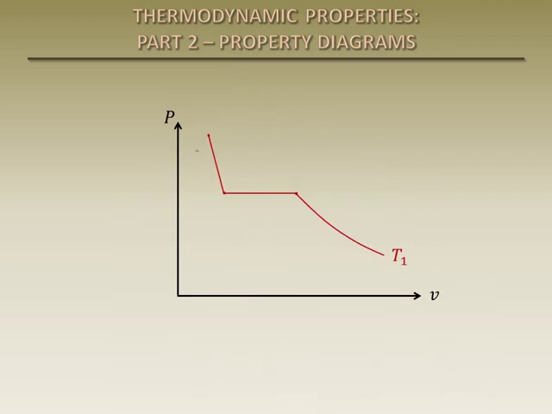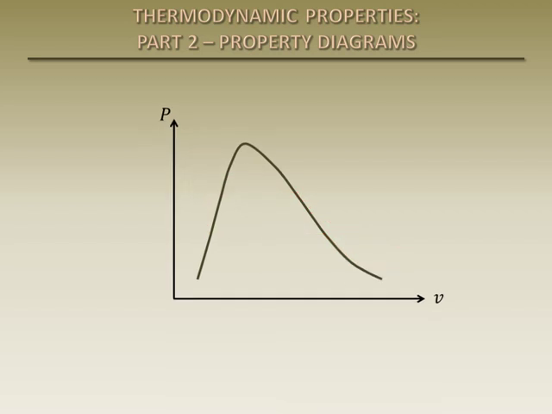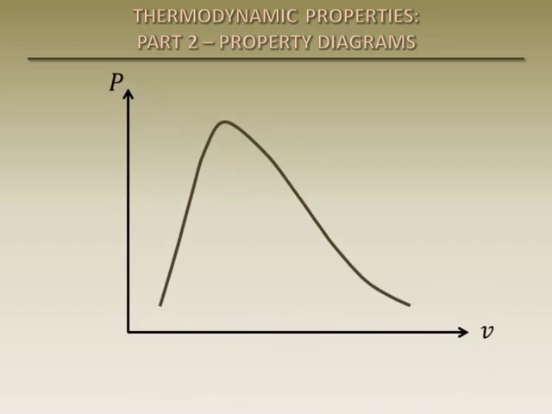If we change the temperature of the substance, the process follows a similar path. Just as we did with the TV diagram, we can draw a line through the saturated liquid and saturated vapor states. The various regions on the PV diagram are the same as those on the TV diagram.